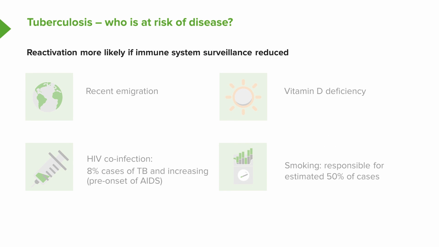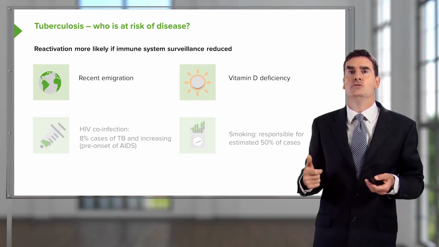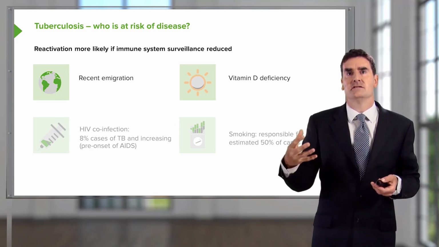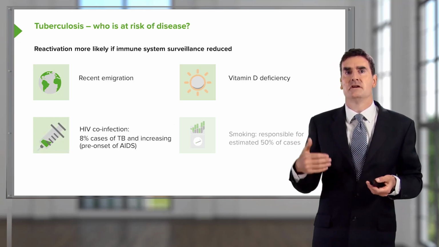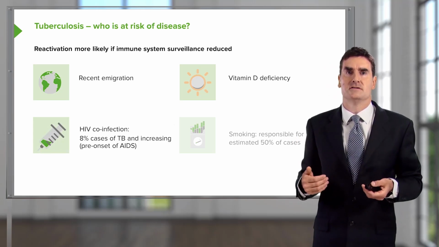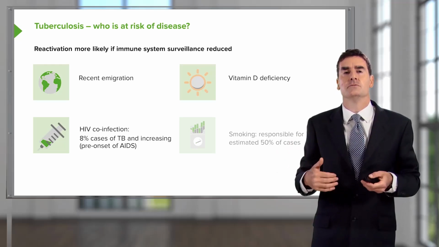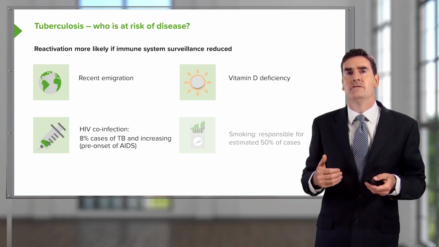So just to go over the risk factors of disease in a bit more detail, recent emigration, as we discussed, for some reason makes latent tuberculosis very likely to reactivate. Vitamin D deficiency has the same effect because vitamin D is an immune modulator, and deficiency of that weakens your immune system, which protects you against tuberculosis. The same goes for HIV infection, which is present in 8% of cases of tuberculosis. And this problem of HIV allowing TB to reactivate or become a problem occurs before the patient has become heavily immunosuppressed.